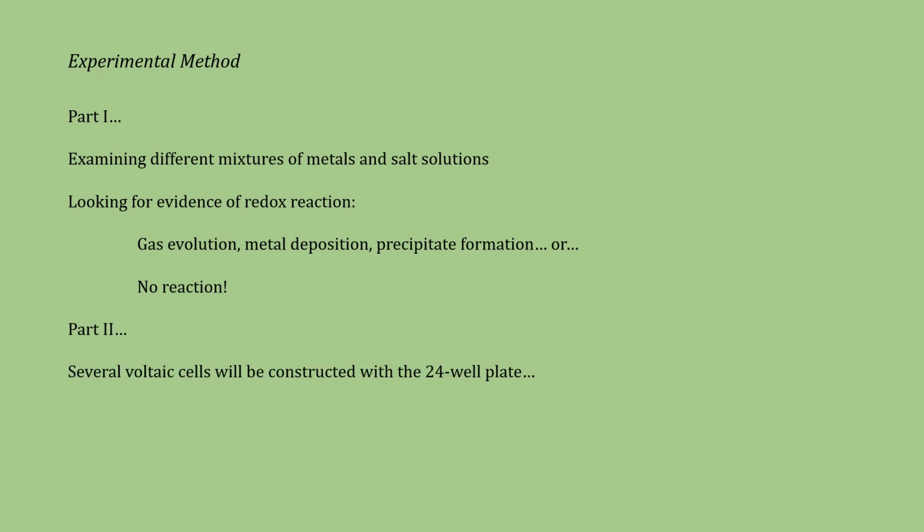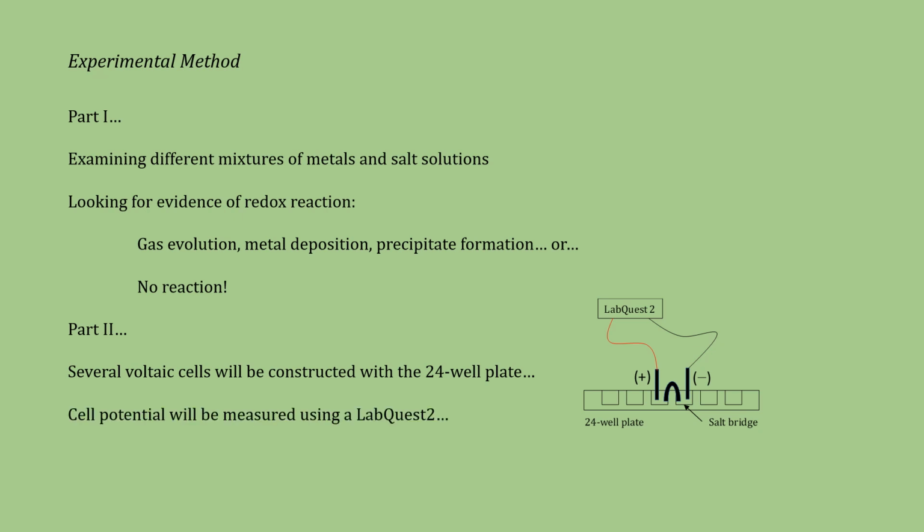In part 2 of the experiment, you're going to construct several voltaic cells using a 24 well plate. It'll be really straightforward. We'll be adding solutions to various wells on the well plate. We'll wet a piece of filter paper and use it as a salt bridge between two wells. And then we'll measure the potential between the two wells.